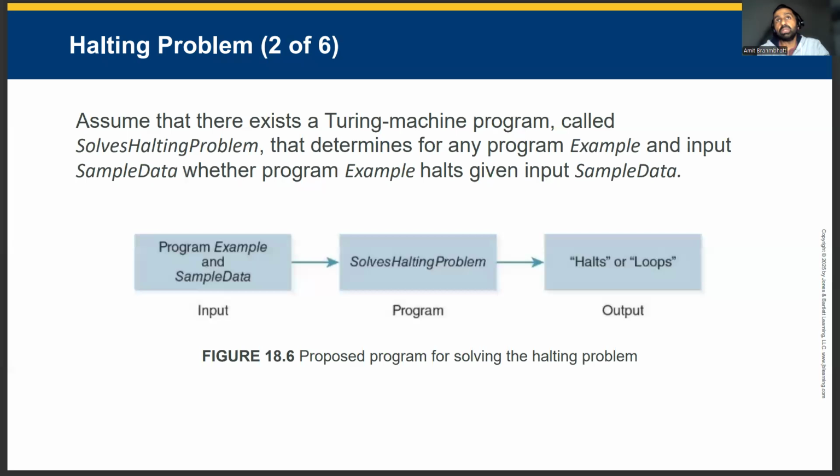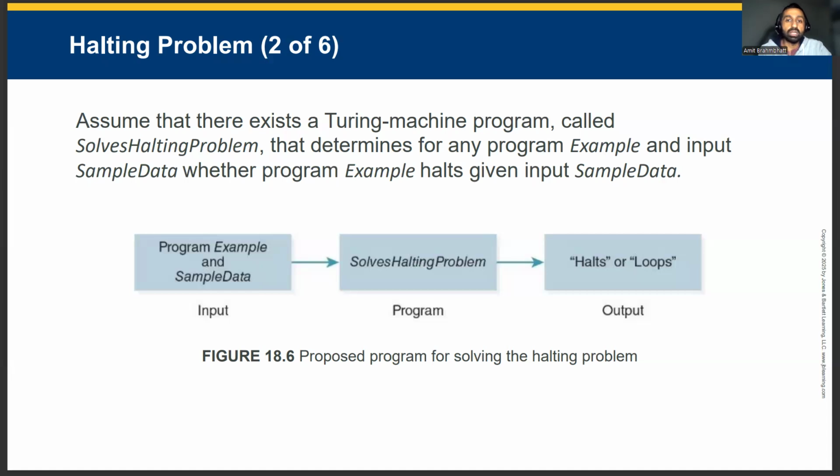Assume that there exists a Turing machine program called solves halting problem. It determines, for any program example and input sample data, whether the program example halts given input sample data. We imagine a Turing machine. This program supposedly takes two pieces of input: another program called example, and a specific input of that program called sample data. The hypothetical solver would then output either halts if example eventually stops, or loops if it runs forever with that input.